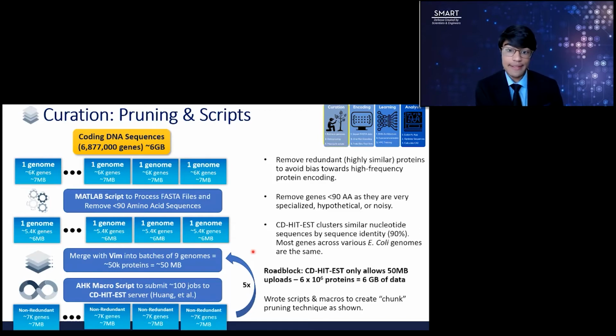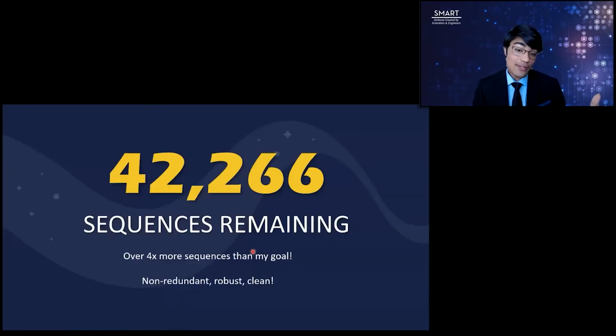To reduce redundancy, I was using a combination of custom scripts and CD-HIT. However, 6 gigabytes of proteins were too much to hold in memory. I created more custom scripts in MATLAB and macros to create an iterative batch process. And after repeating these steps iteratively, I arrived upon 42,266 sequences, which were over 4 times more than my goal, and they were non-redundant and clean, ready for the next part of my methodology.